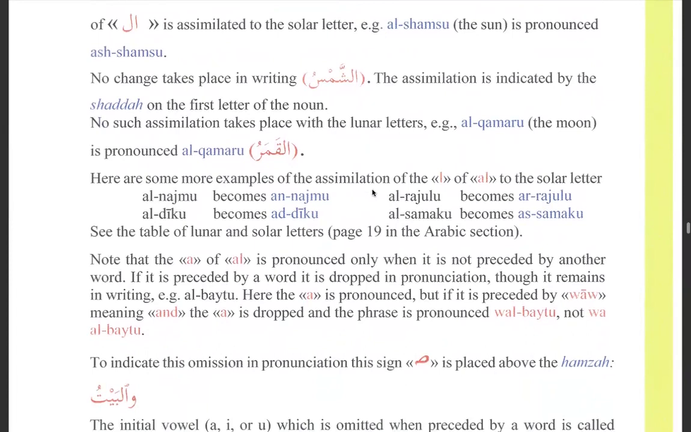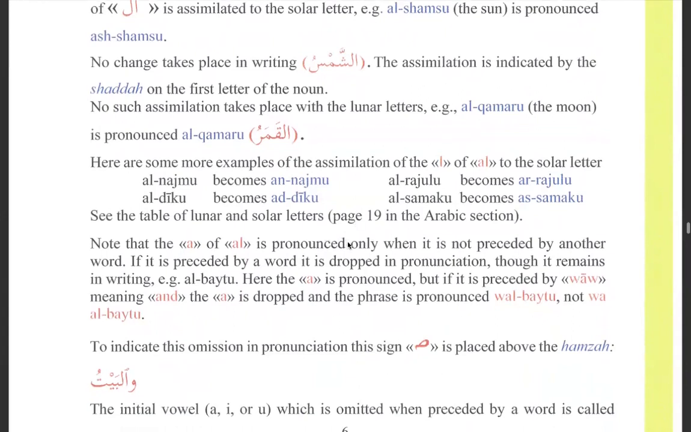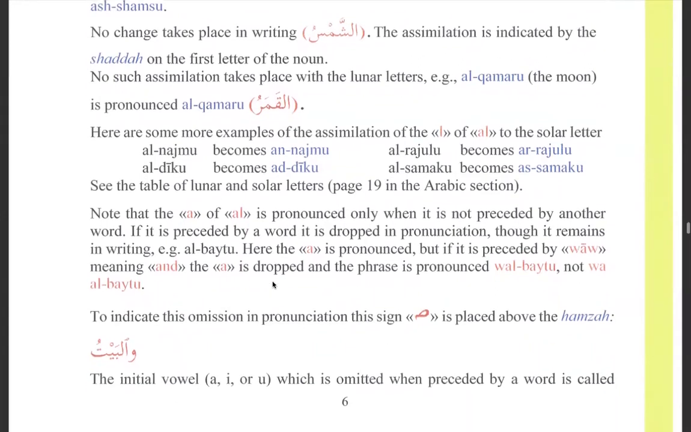Here are some more examples of the assimilation of the alif and lam to the solar letter. When you go to the next letter, you skip the lam. Al-najmu becomes an-najmu. Al-diku becomes ad-diku. You skip the lam. Al-rajulu becomes ar-rajulu. Al-samaku becomes as-samaku. See the table of lunar and solar letters, page 19 in the Arabic section.